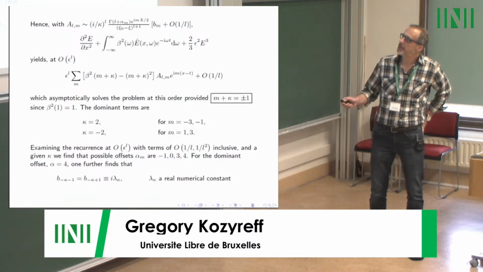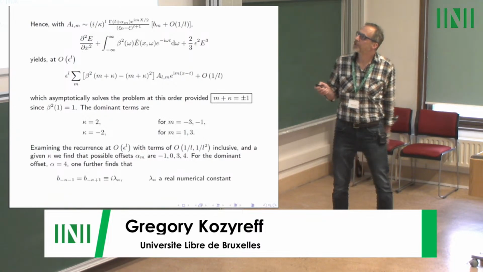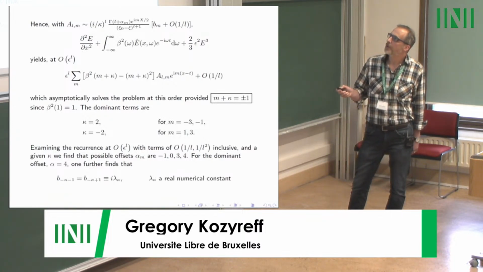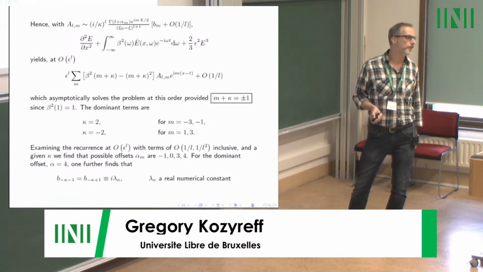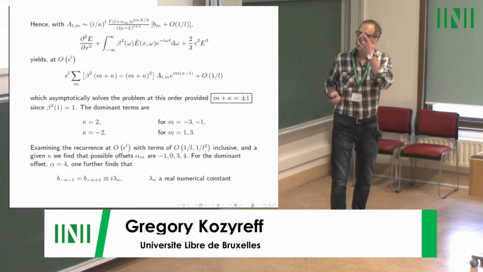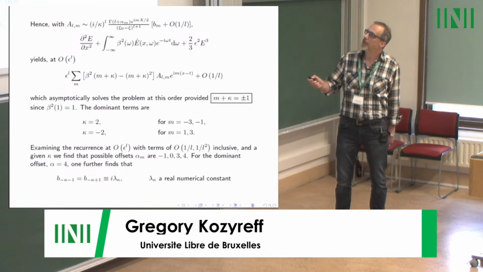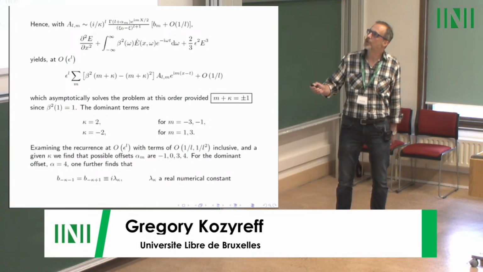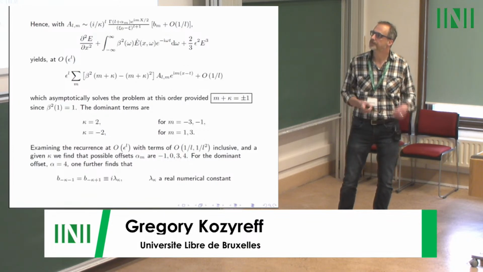Now, if you look at this term, you realize that the problem has been greatly simplified. Since beta squared of 1 is equal to 1, you have a general solution: for the harmonic m, kappa is such that m plus kappa is equal to plus or minus 1. That means each harmonic is associated to a certain value of kappa in this ansatz, in such a way that it solves to leading order the linear part of the equation.